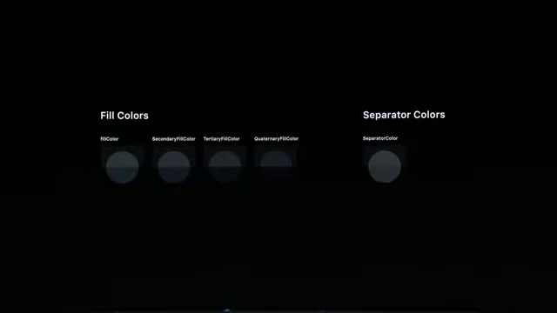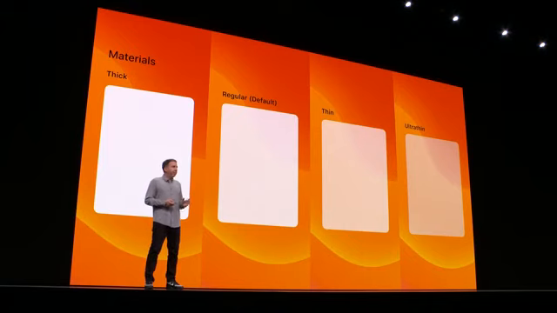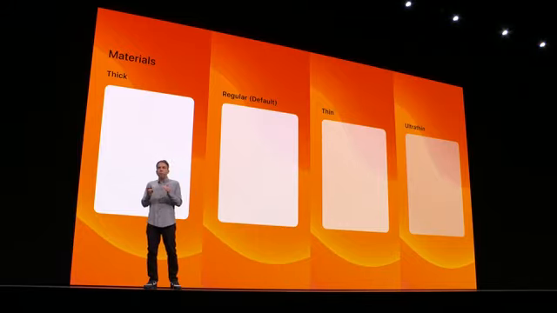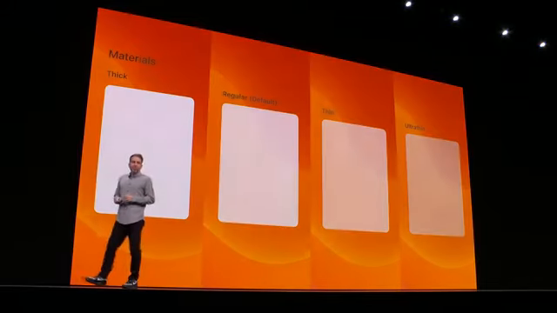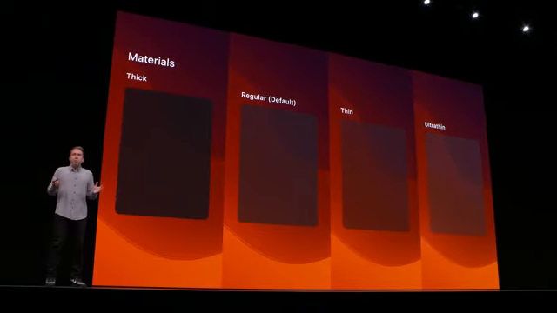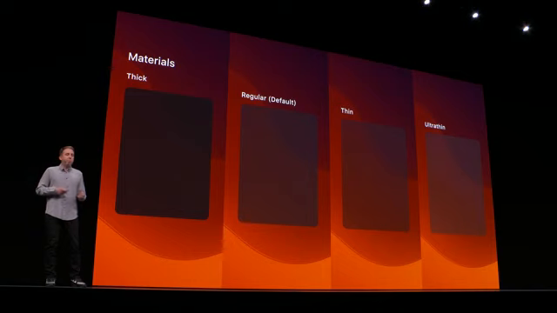OK, moving on to materials. Materials have been overhauled and refined with iOS 13. There are now 4 materials for you to choose from with a range of translucency levels: thick, regular, thin, and ultra-thin. These materials have been designed to work well against a variety of background contexts. Their appearance will change dynamically based on whether someone is using your app in light or dark mode.